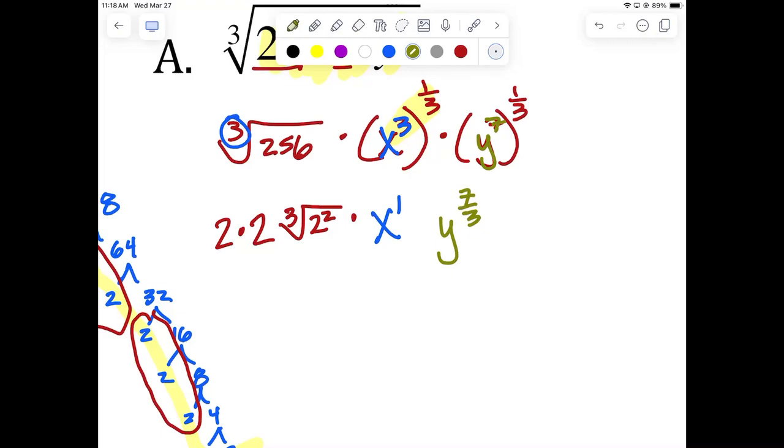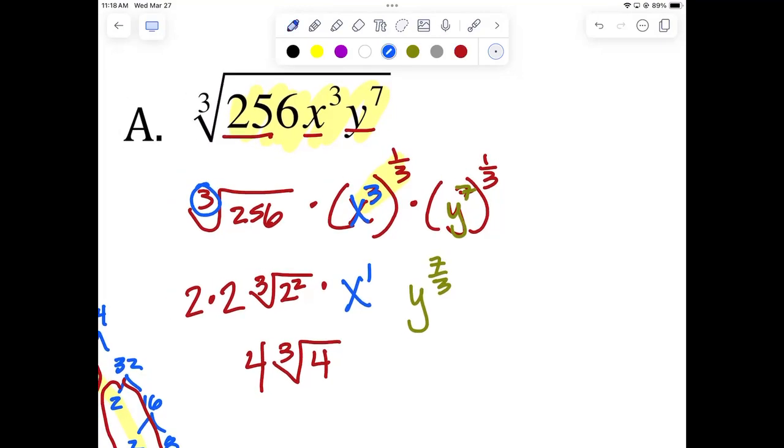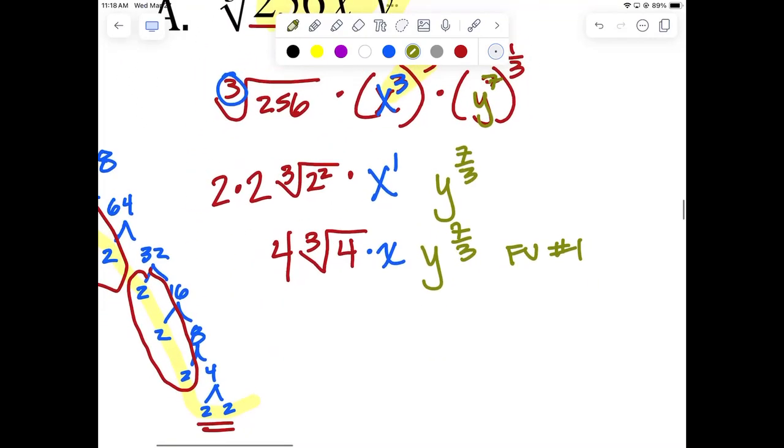Okay? Now let's see what we could do in the number category. I know 2 times 2 is 4, and that gives me the cube root of 2 squared, which is also 4. So there it is. The cube root of 256 apparently is 4 cube root of 4, times x. I don't need a dot. You can put a dot if you want. Times x. And then times, we'll just leave it as y to the 7/3. This could be your final version, number 1.